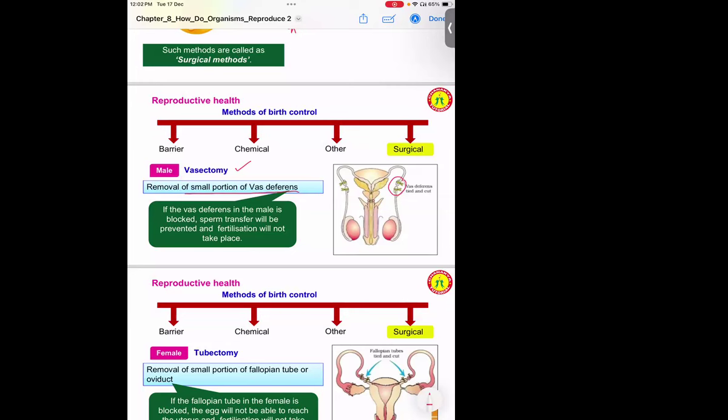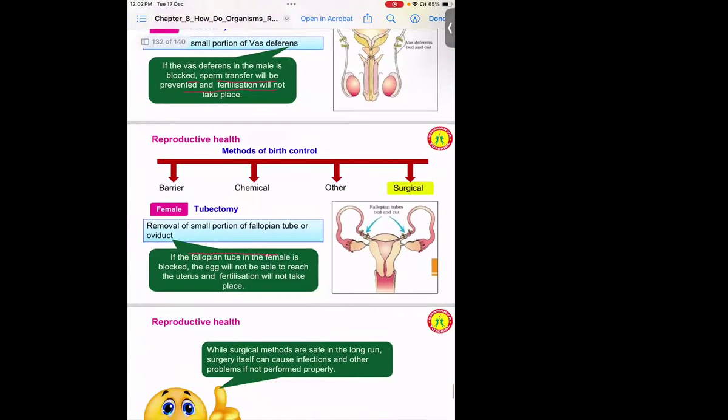The vas deferens is a tube which basically passes the sperm. So what the doctors do is cut this part and tie it. If the vas deferens in the male is blocked, sperm transfer will be prevented and fertilization will not take place. And since they have cut the vas deferens, this is called vasectomy. In the same way, in the female, it is called tubectomy. In the male, they cut the part called the vas deferens. In the female, they cut the part called the fallopian tube and tie it. These two are very, very important for your board examination.